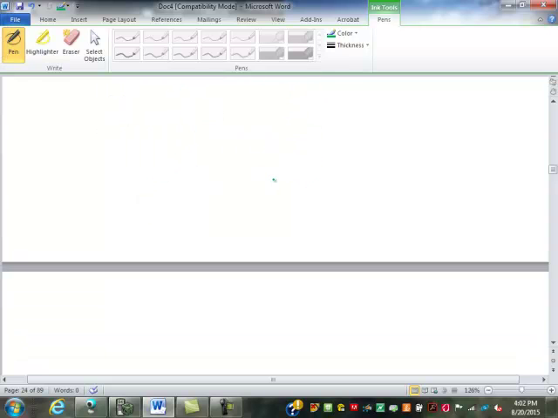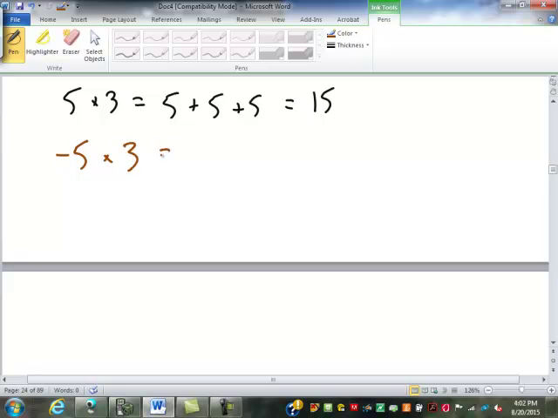Let's look at our multiplication. We had said before, 5 times 3, the definition of multiplication was repeated addition. 5 plus 5 plus 5. And that's why 5 times 3 is 15. With that definition of multiplication, then it's relatively simple to understand -5 times 3. That'll just be -5 plus -5 plus -5. Otherwise known as -15.